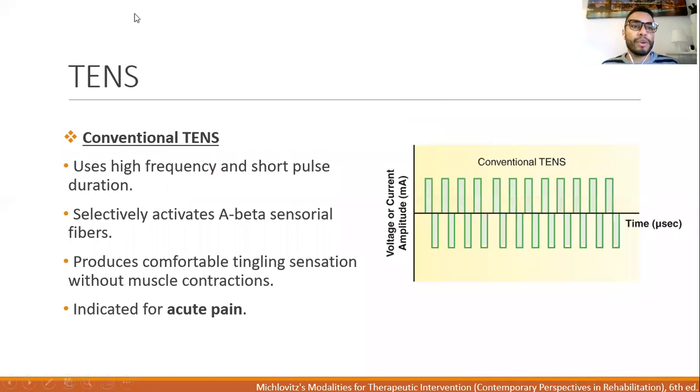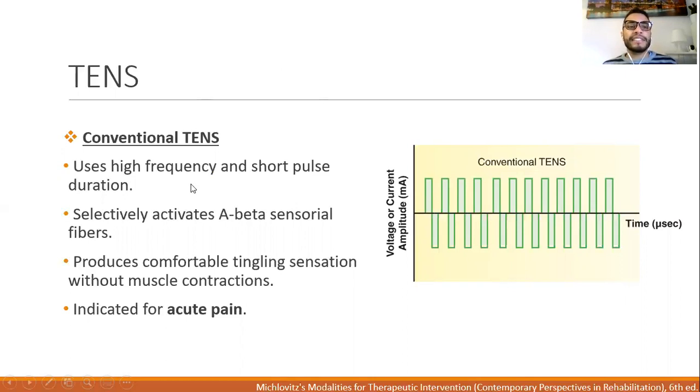So the first one, conventional TENS. All types will be represented by graphics, as you see here, those graphs. Conventional TENS uses high frequency and short pulse duration. As you see here, the frequency is high, it goes pa pa pa pa pa pa. So this is high frequency, and the short pulse duration. This is one pulse, which is short.